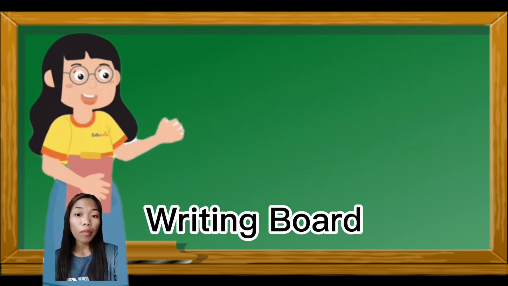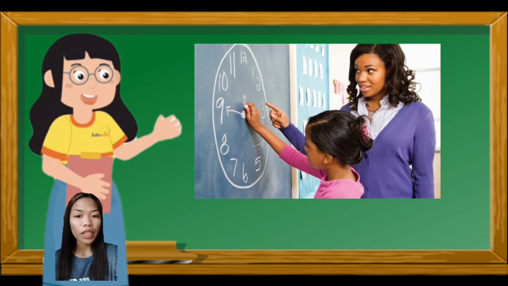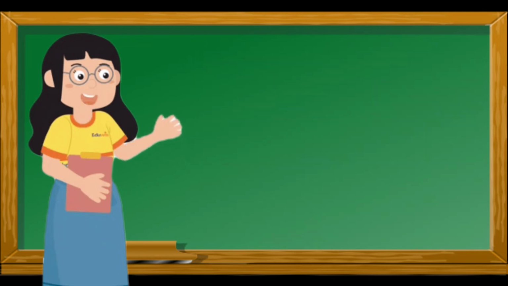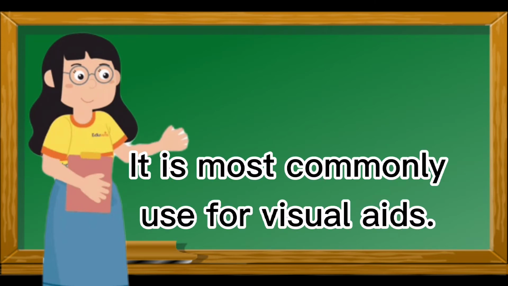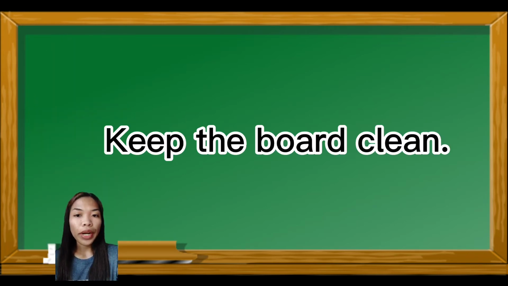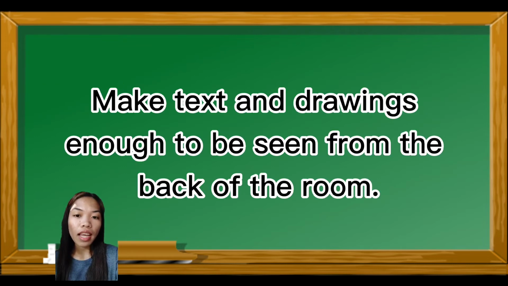Writing board. A writing board can display information written with chalk on a chalkboard or blackboard, or special pens on a whiteboard. Although there are usually more effective methods of transmitting information, the writing board is still the most commonly used visual aid. So, there are some suggestions on using the writing board. First is keep the board clean. Second, use chalk or pens that contrast with the background of the board so that students can see the information clearly. Third, make text and drawings large enough to be seen from the back of the room.